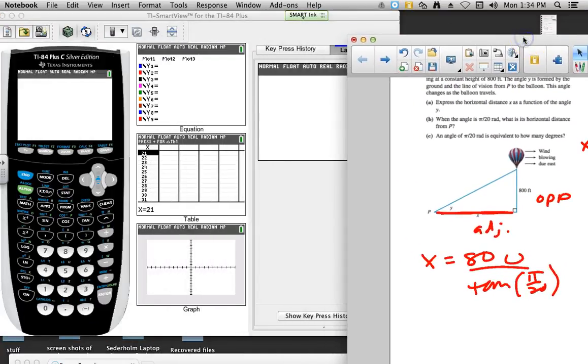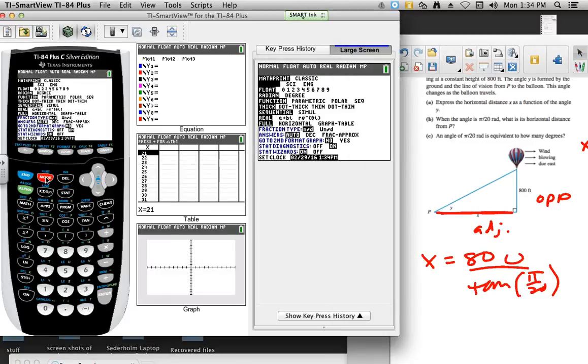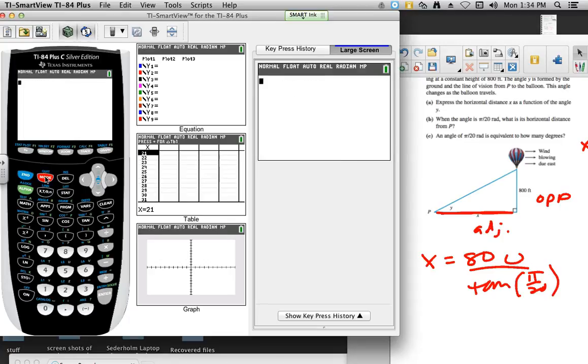So the first thing we have to do when we go to grab the calculator is get ourselves into radians mode, which this one already happens to be in. Then we punch it in: 800 divided by, and I'm going to use parentheses because, again, you can never use too many parentheses, but you can always use too few, and that'll mess up your answer. So tangent, and we need pi divided by 20. This way the calculator knows to take that pi, divide it by 20, figure out what the tangent is, and then take 800 and divide it by that.